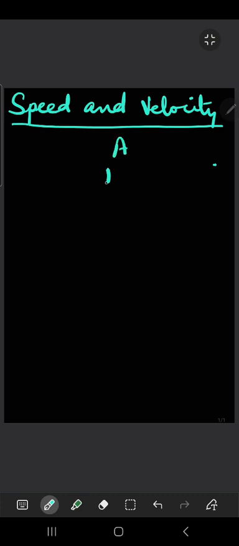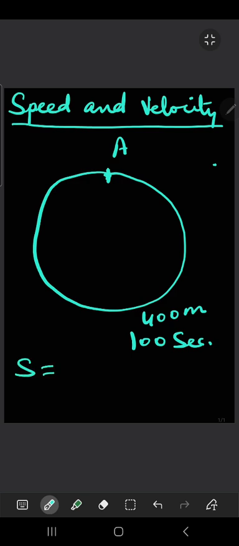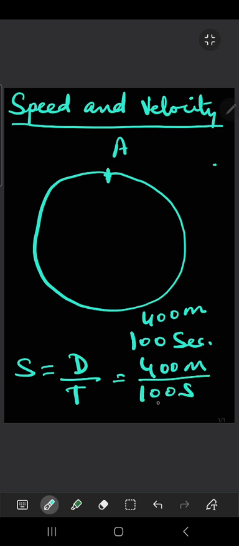Suppose a person is starting from A position and moving along a circular path and coming back to A again, and the distance of this circular path is 400 meter. So if a person covers this 400 meter in 100 seconds, then you can easily calculate the speed of the person as distance upon time. That would be 400 meter upon 100 seconds. So that is 4 meter per second. Got it? It's very simple.